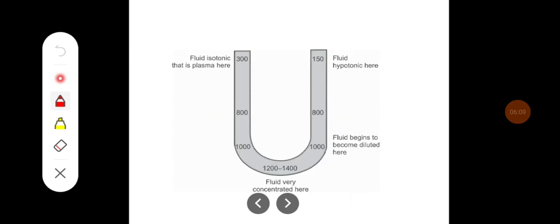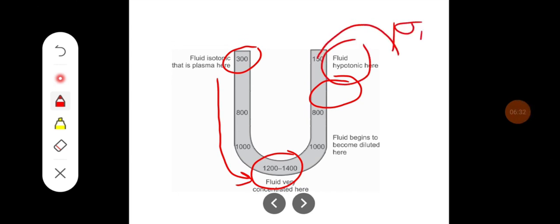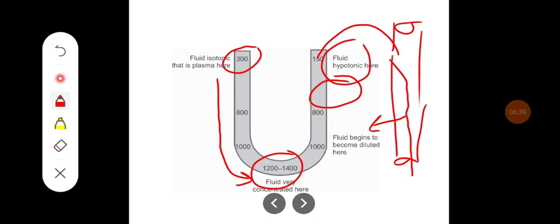See, here you can see the isotonic plasma enters, and as it reaches the tip of the loop of Henle, it reaches a concentration of 1200 to 1400, and because of the reabsorption of solutes like sodium, chloride and potassium, it again becomes hypotonic. But when it reaches the collecting duct, a lot of water is reabsorbed, and this hypotonic fluid becomes hypertonic, and it is excreted by the kidney.